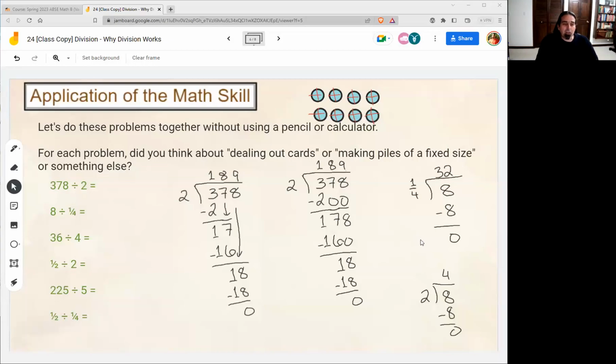Welcome back. We've done some work after our break. We started by looking at the first problem, 378 divided by 2. When we wrote it the first way, we did it a very traditional way. How many times does 2 go into 3? Once. And then 3 minus 2 is 1. Bring down the 7. How many times does 2 go into 17? 8. 8 times 2 is 16. Subtract. We get 1. Bring down the 8. How many times does 2 go into 18? 9. And then that's 18, and there's nothing left, and we're done. The answer is 189.